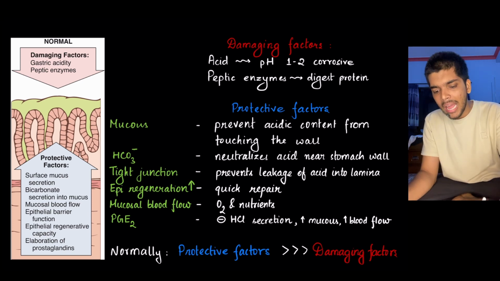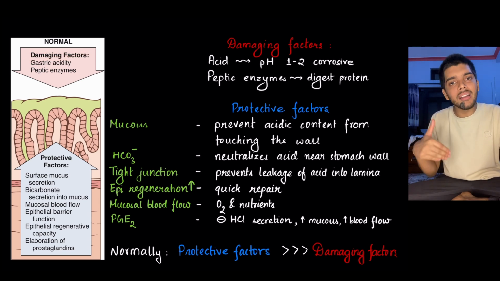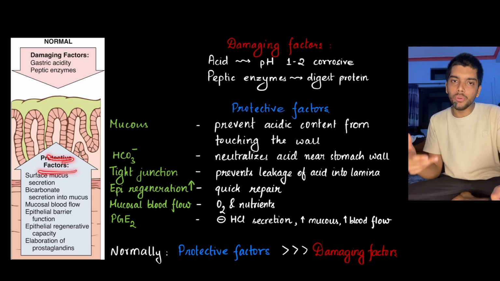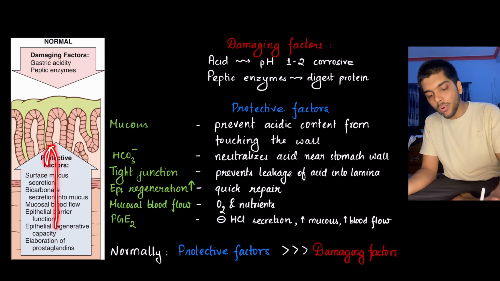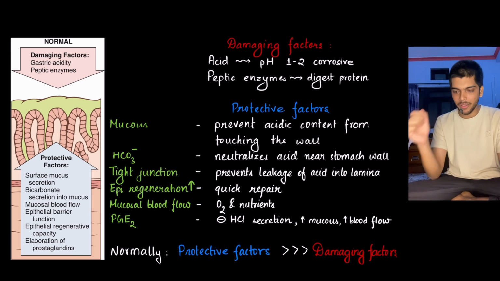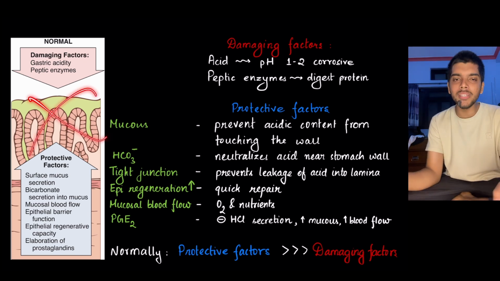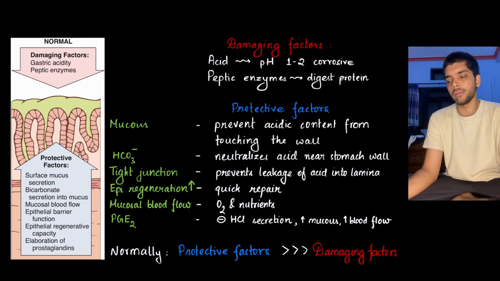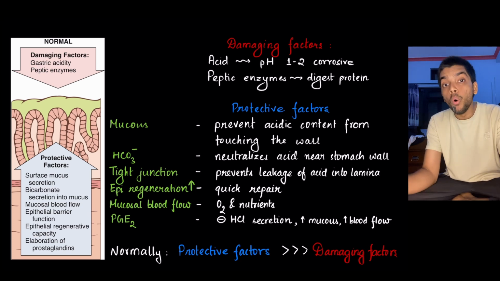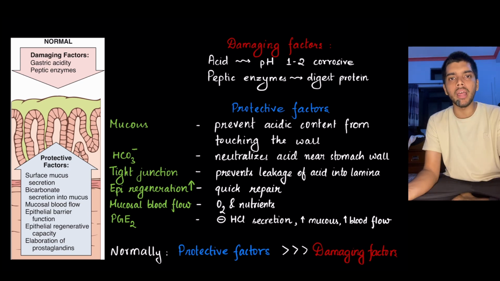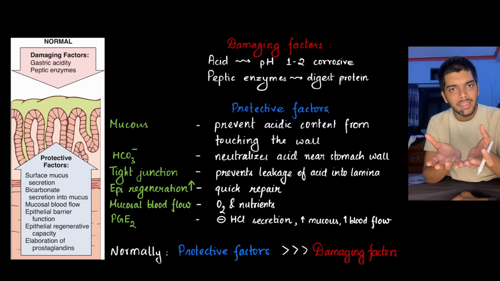Very easy. Damaging factors are the factors that are continuously trying to damage your stomach. Protective factors are those factors that are continuously protecting the wall of the stomach from damaging factors. All right? Simple thing. Damaging factors trying to damage the wall of the stomach. Protective factors protecting the wall of the stomach from being damaged. Now, simple logic. If damaging factor is more, or let's say protecting factor is less, what is going to happen? The wall of the stomach is going to get damaged.